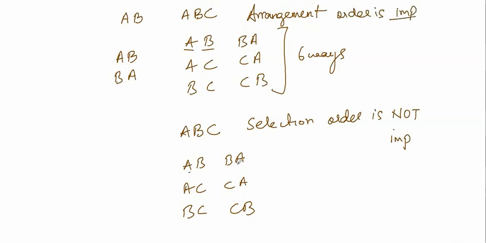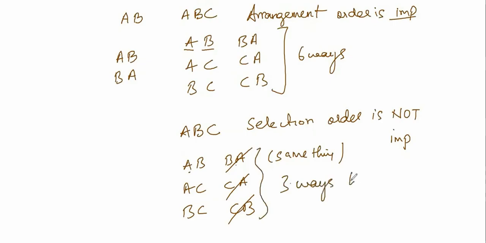So out here, AB and BA are the same thing. So BA, CA, CB, you can cancel them out, and there are only 3 selections. So there are only 3 ways to select 2 letters out of 3. So remember, when you're arranging, the order becomes important, and when you're selecting, the order is not important. Let's look at some more examples.